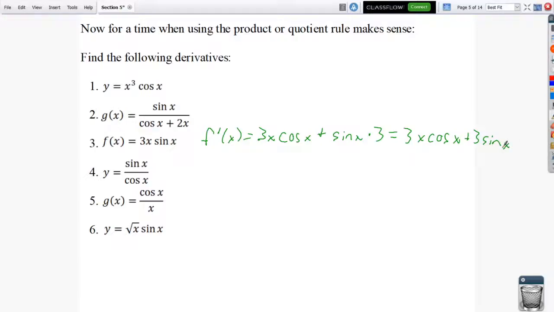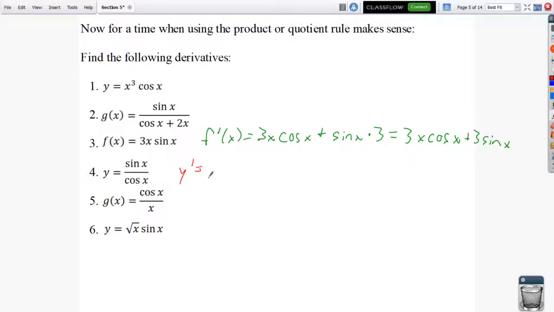Heck, you could have even gone back here and just looked at 3 as a constant multiple and had this as 3 times the quantity of x cosine x plus sine of x. There's like so many different answers possible on these. Any sort of algebraic manipulation. Ooh, number 4. Anybody see a trick on number 4? I'm trying to trick you on this one.